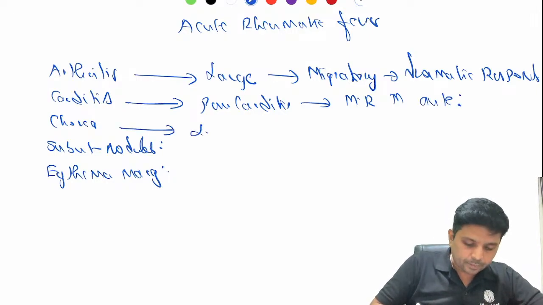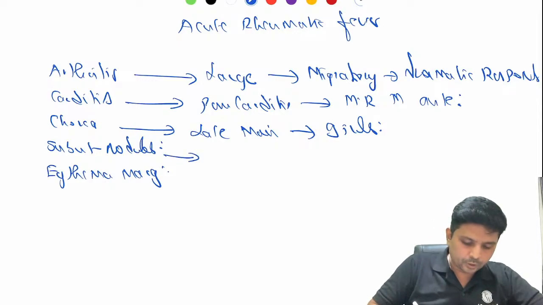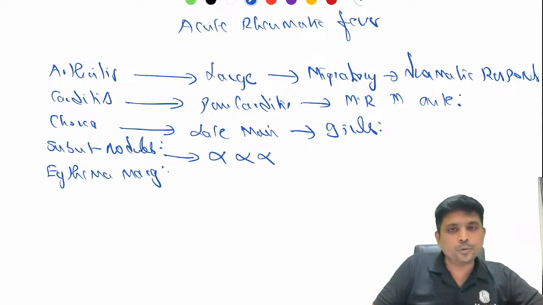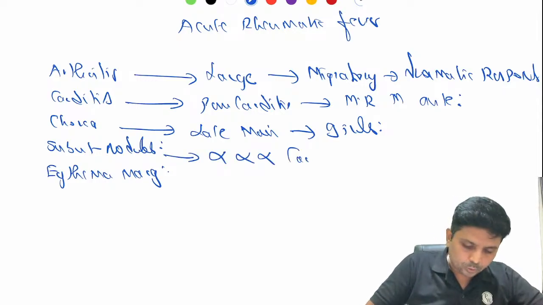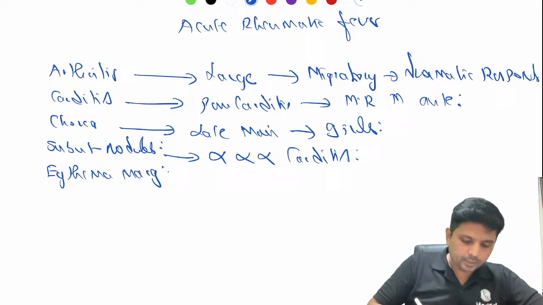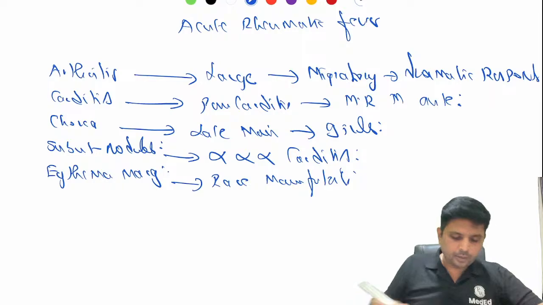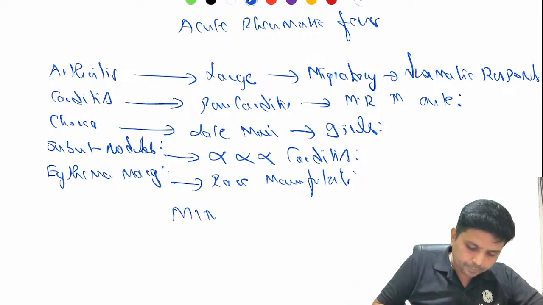Chorea is a late manifestation, particularly occurring in girls. Subcutaneous nodules are directly proportional to carditis. The more the subcutaneous nodules, the more the carditis. Erythema marginatum is also a rare manifestation.